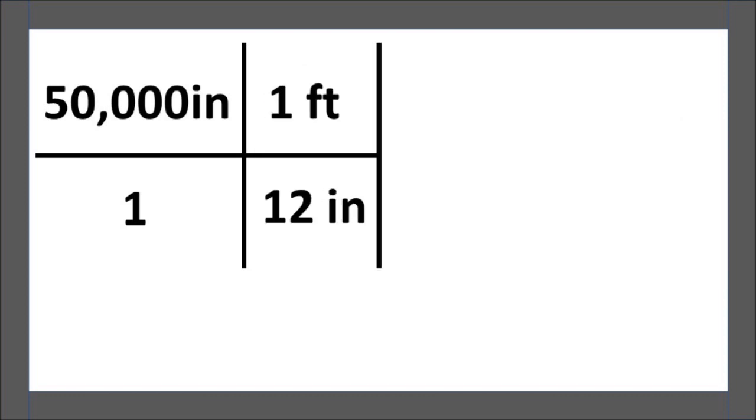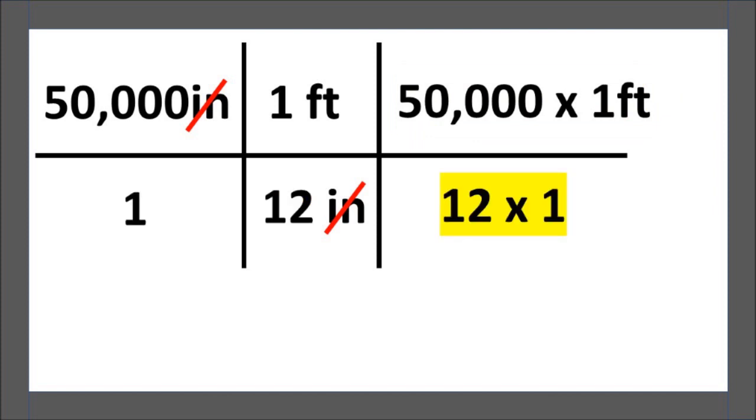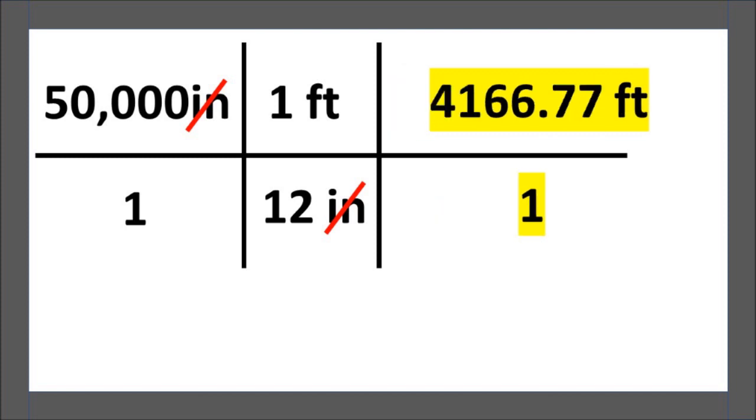And again, we're going to insert measurements until all of them cancel out except for 1. So here we go. 1 foot equals 12 inches. The inches cancel out. We have our feet on top because that's what we're looking for, is feet. Let's multiply across. 50,000 times 1 foot divided by 12 times 1. Let's clean that up. And here we go.